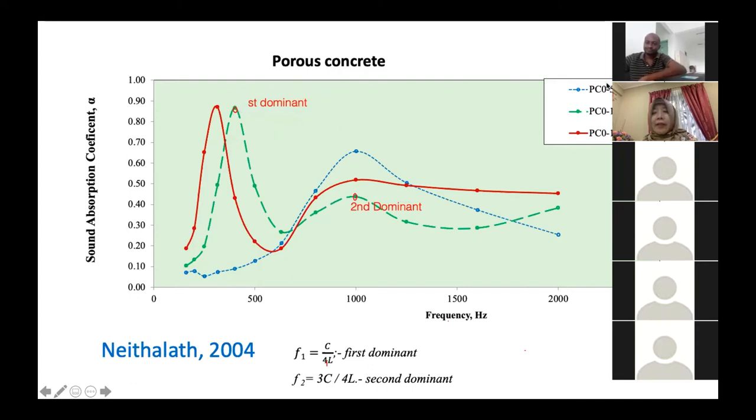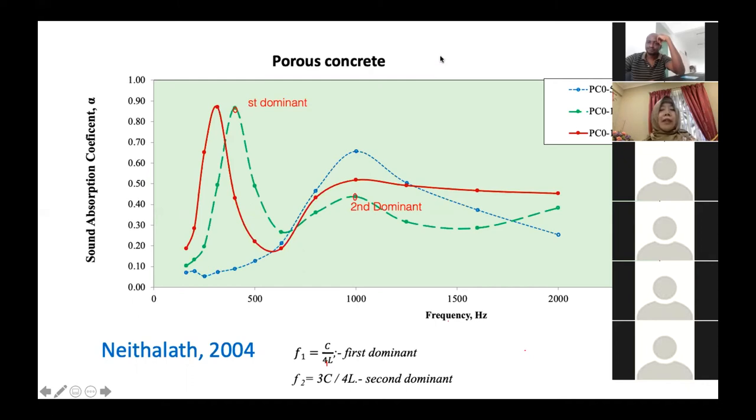Why does it happen? You can see here, the blue one is porous concrete with thickness 50 millimeter, the green one is 100, and the red one is 150. From research, it is already determined that when we increase the thickness of the sample, the dominant frequency will shift to the left. At 50 millimeter, the dominant is 1000. When we increase to 100, the dominant shifts to less than 500. And when we increase to 150, it shifts to less than 250.